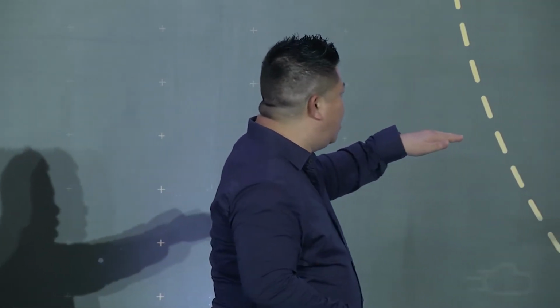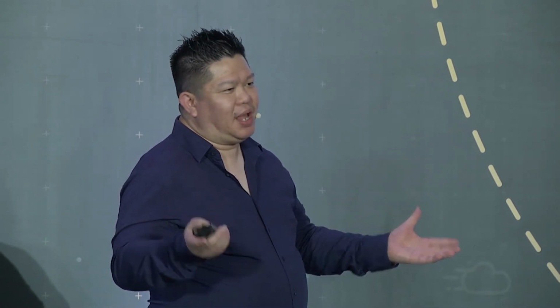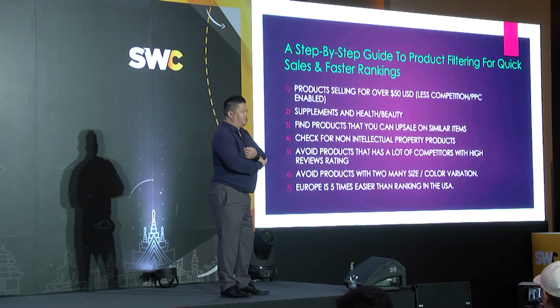Okay, so I only have 13 minutes. Let me go through this really quick. Check your non-intellectual property. Make sure there's no IP problem. Avoid products that have lots of competitors with high review ratings. First, make sure there's less competition, less black hat, because a lot of buyers like to see or buy stuff with a lot of reviews. And avoid products with too many colors and sizes. Why? If you're doing clothes, it dilutes your inventory or cash flow.